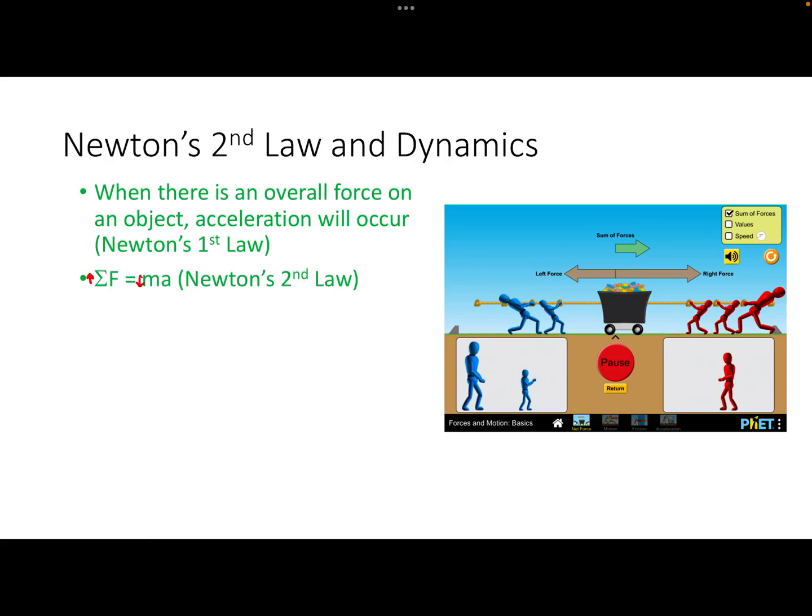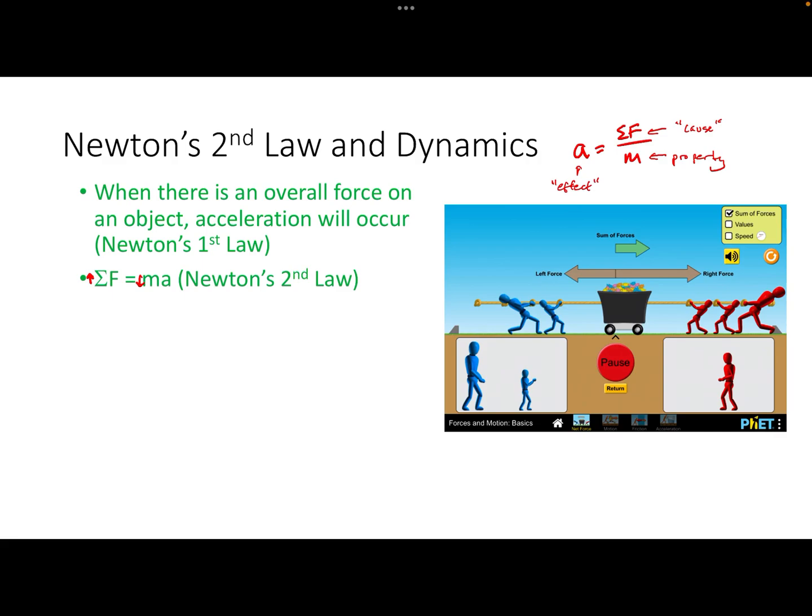I like to think about Newton's second law set up a little bit differently. I like to think about it like this: the acceleration of an object is equal to the sum of the forces divided by the mass of the object. That's an easier way to think about it in terms of cause and effect. Mass is a property of an object. The sum of the forces is the cause of acceleration, and the acceleration itself is some effect that we're measuring.